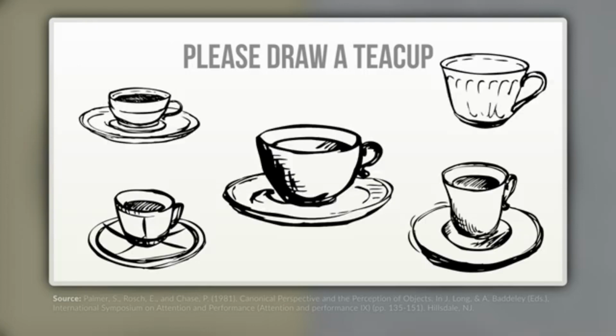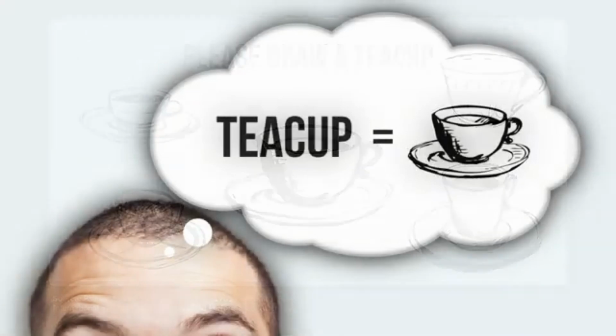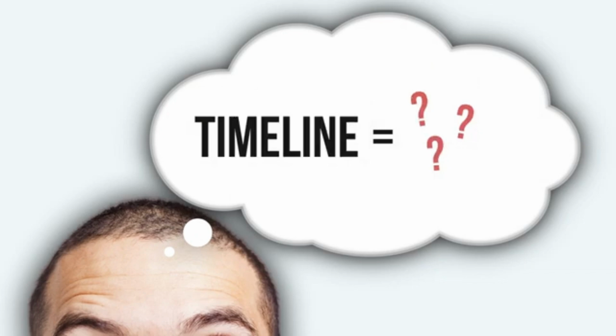This image is their canonical prototype. It's a subconscious image that their brain uses to symbolize a teacup. In any context, like timelines and roadmaps, your brain will be using a subconscious image to conceptualize this idea, and we should be showing this image on our website.